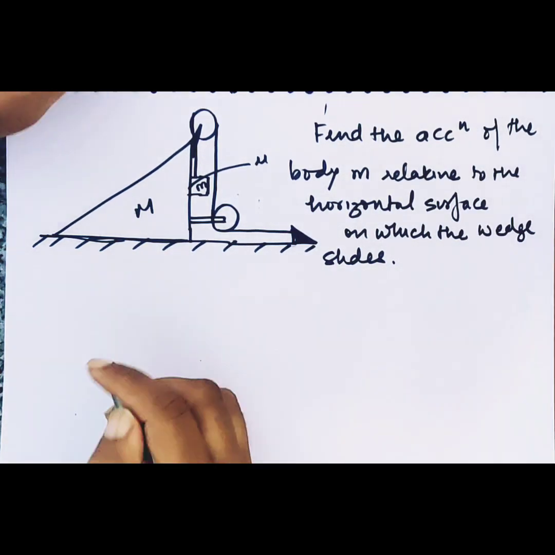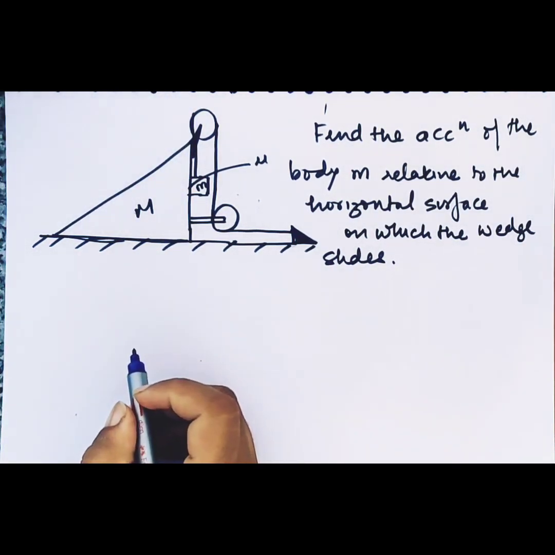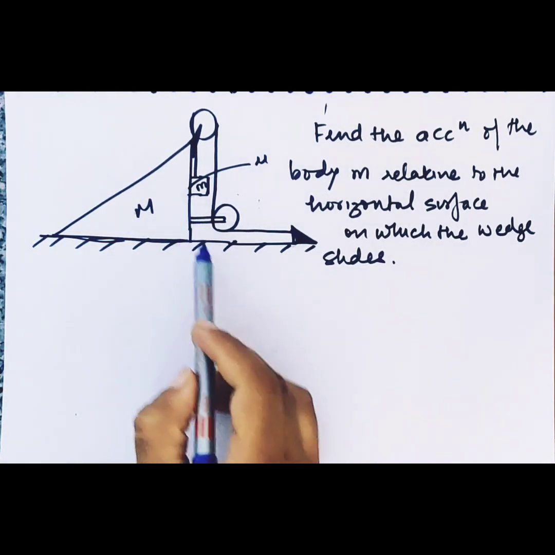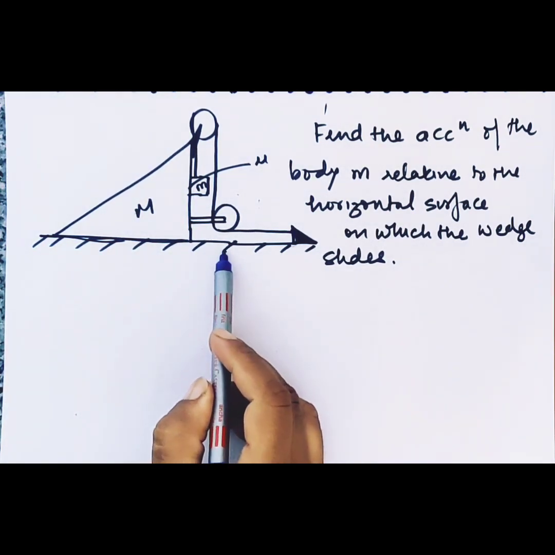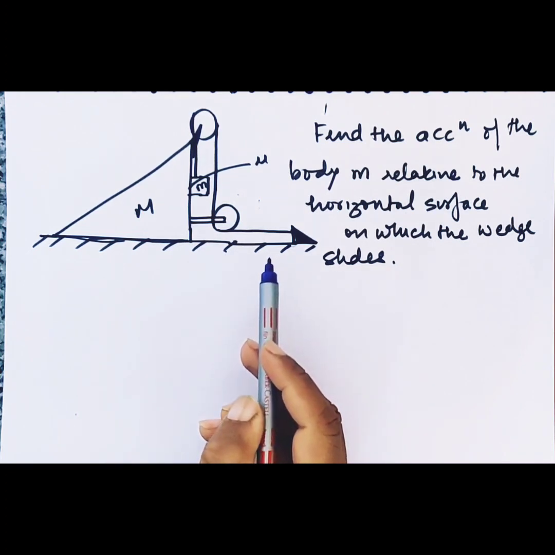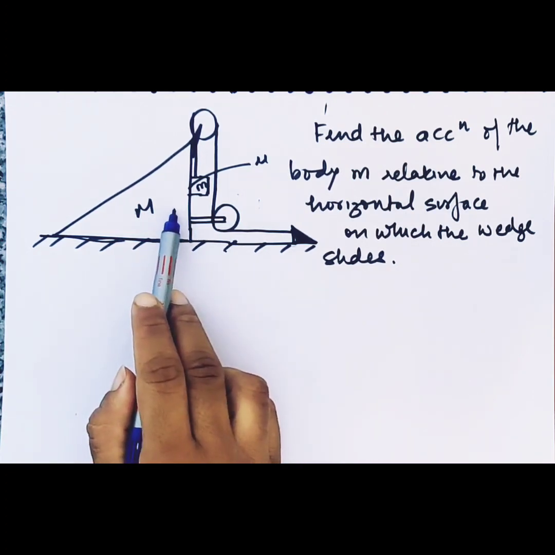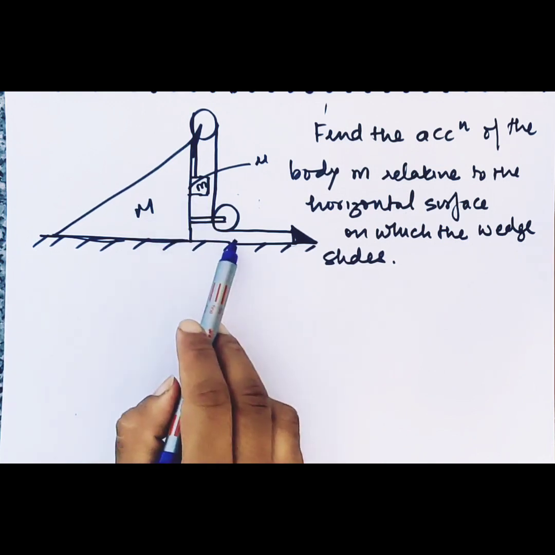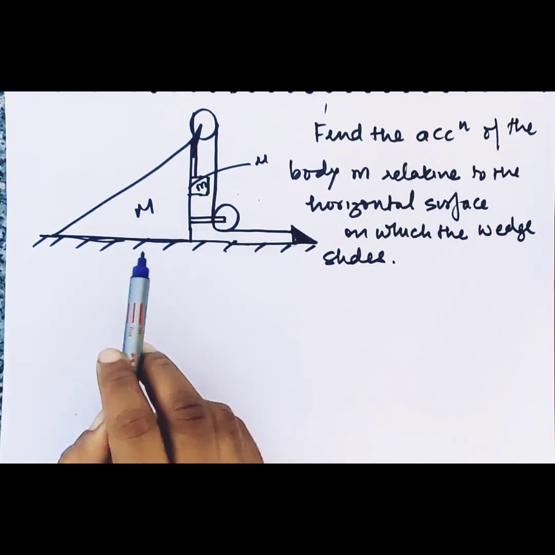Find the acceleration of the body M relative to the horizontal surface on which the wedge slides. That means हमें with respect to the stationary ground बताना है, and not with respect to the wedge. So इसमें relative acceleration नहीं निकालना है, with respect to ground निकालना है, यानी कि inertial observer.